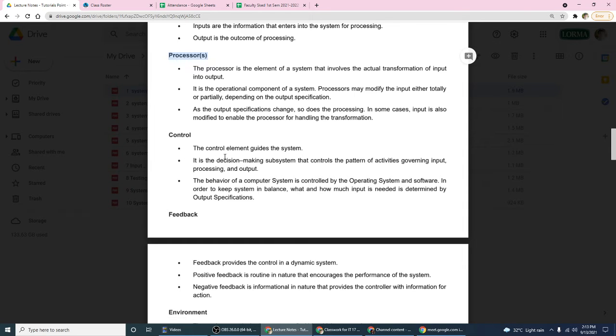Okay? But in here, for example, the decision-making subsystem that controls the pattern. So it involves now the logic or the, what do you call that one? Algorithm.